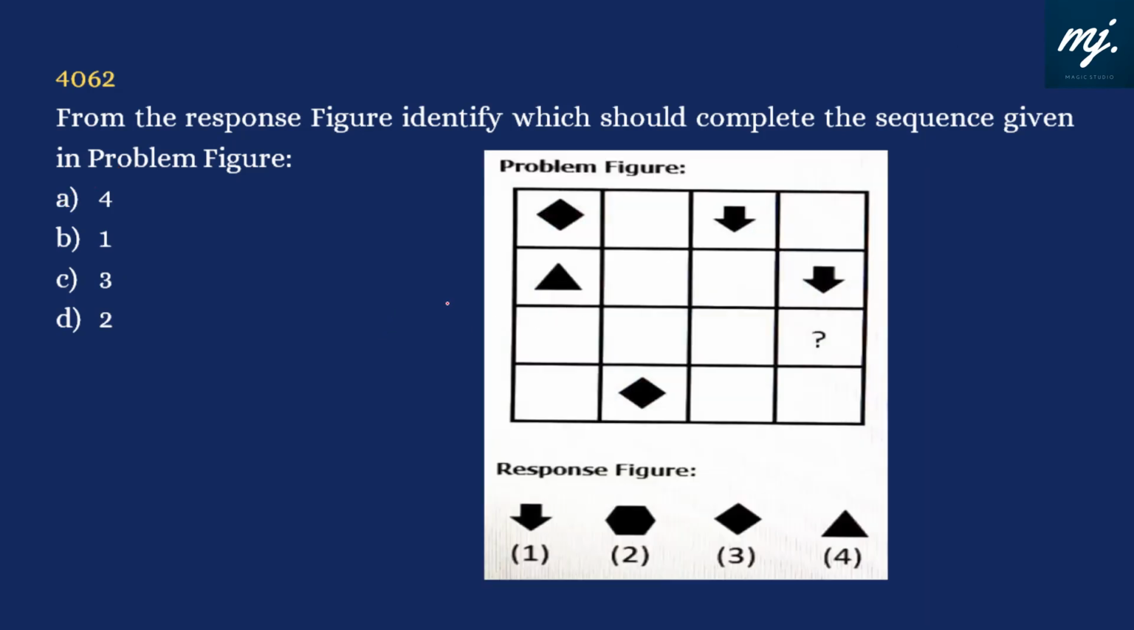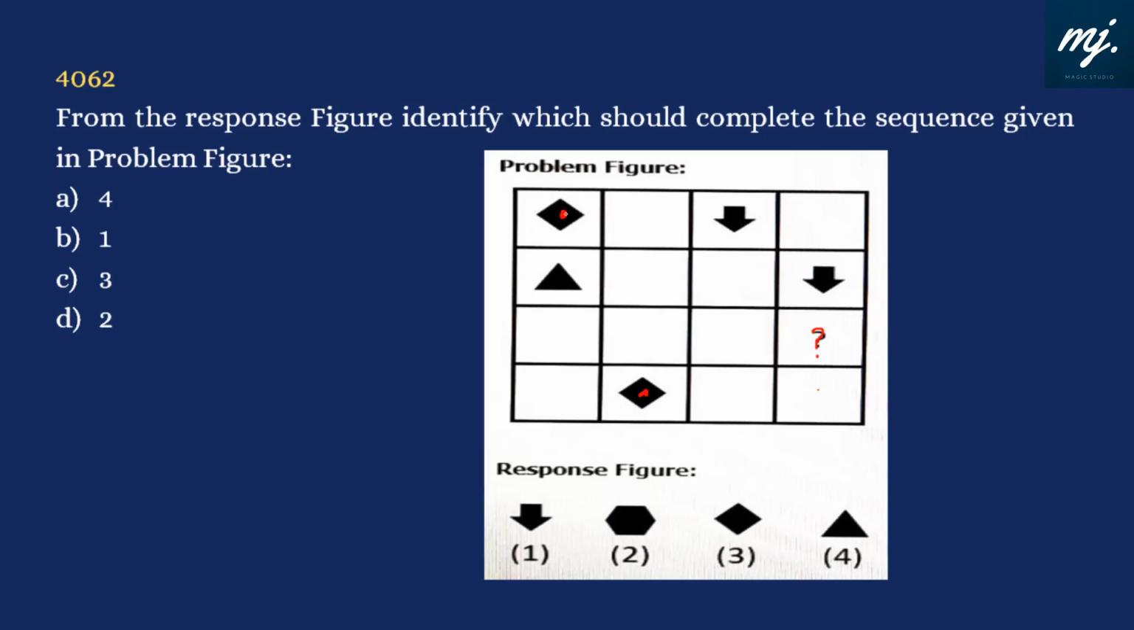Again, the same type of problem figure is given, and here we can see that 4 symbol responses are there. Obviously, each row and column should have these shapes only appearing once. So, which particular shape should come at this question mark? We know the rhombus is already occupied here. We cannot have a rhombus here.